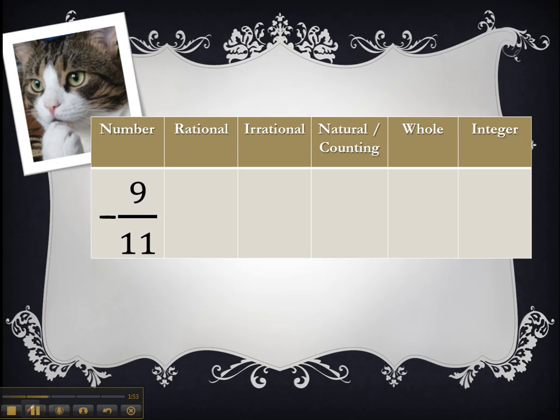-9/11. Okay. It is a rational number. It will repeat when we change it to a decimal, but again, it's in A over B form. Automatically, it's going to be rational, and that's it.